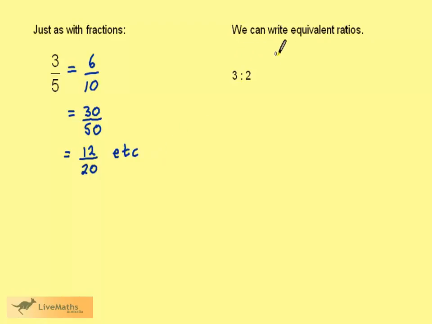We can write equivalent ratios by multiplying both sides of the ratio by the same number. Multiplying both sides by 2 gives us 6/4. Multiplying both sides by 10 gives us 30/20. And multiplying both sides by 4 gives us 12/8. All of these are equivalent ratios.